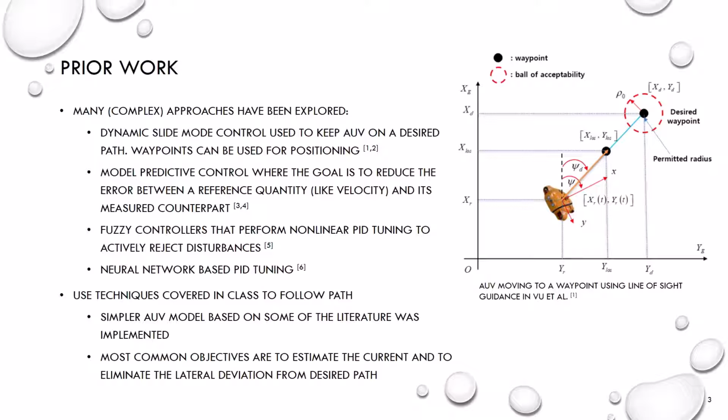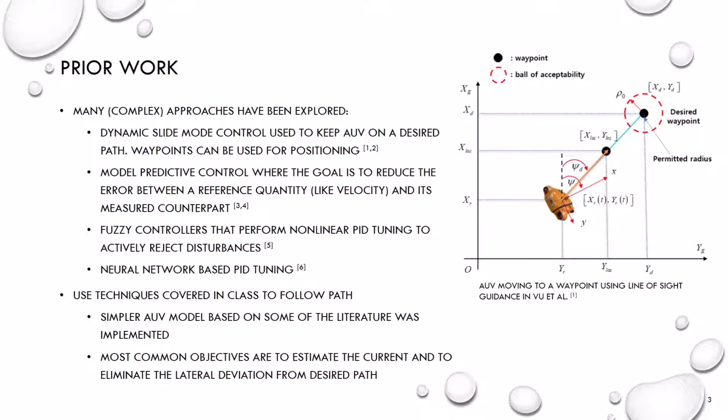There have been several complex approaches that have been explored in order to solve this problem. In some papers, dynamic sliding mode control has been used to keep the AUV on a desired path. Waypoints can help with the positioning problem. On the right, you can see an AUV that is moving towards a waypoint, but some components of its motion are moving it away from the path.